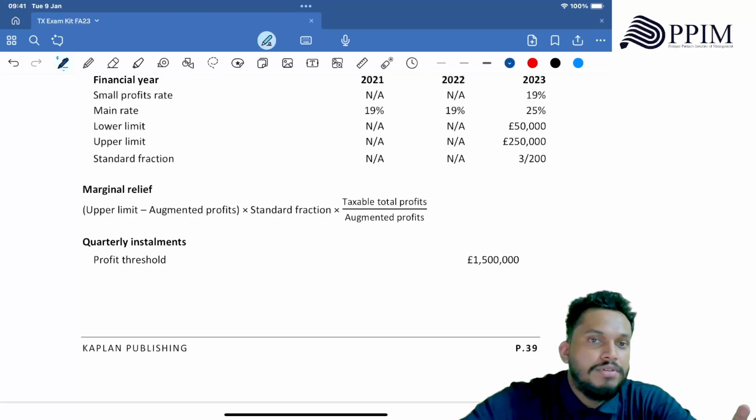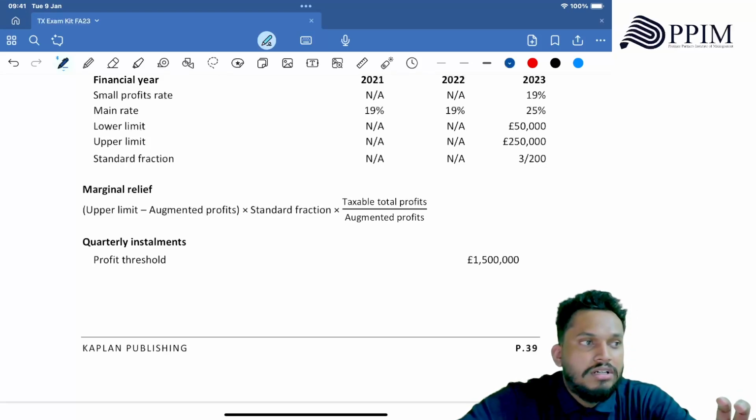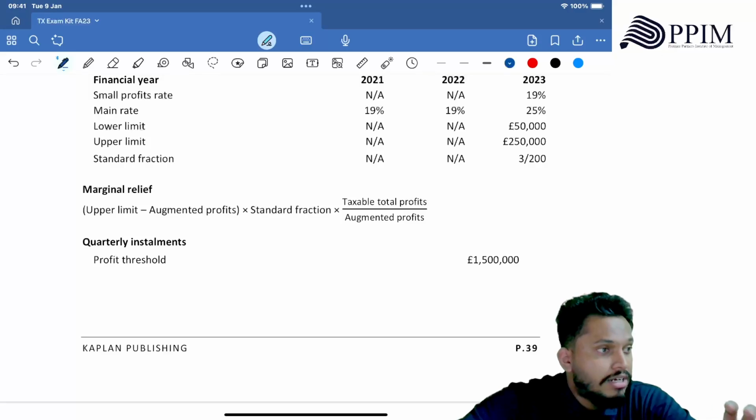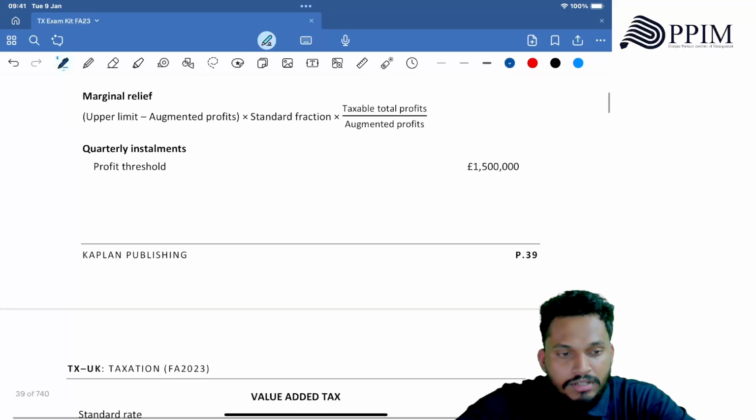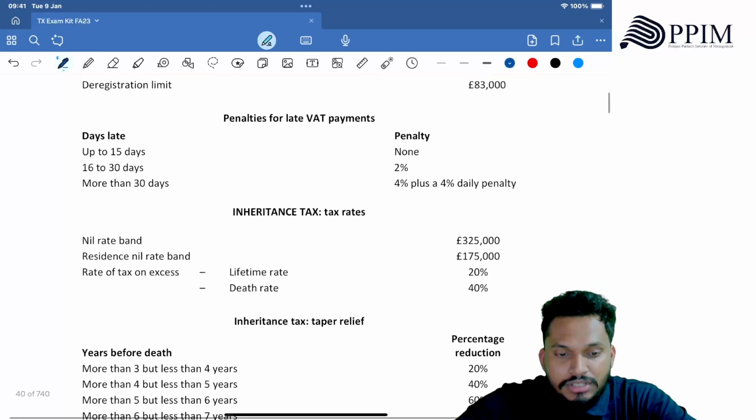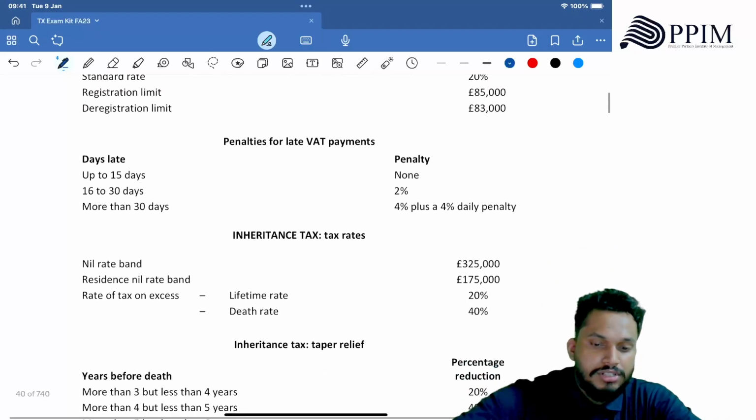Okay. So marginal relief, you know this upper limit, and you know what is augmented profits? What is augmented profits? Not just profits, it is taxable profits plus dividend. Okay, good. Then these are the things that you will see in the fact sheet.